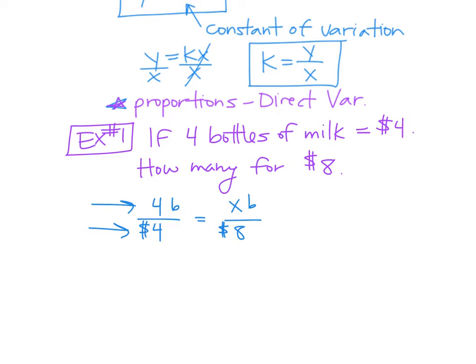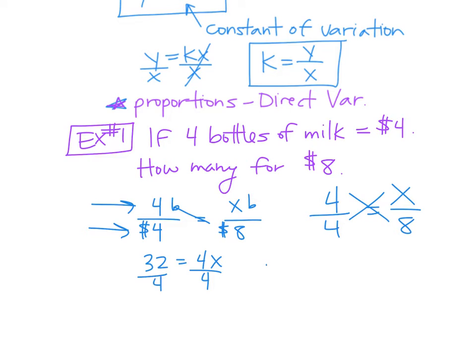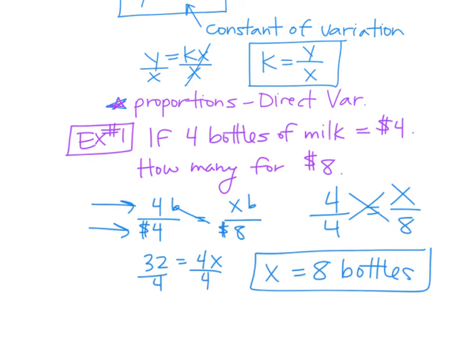Okay, so if this is the case, very simple. What is x? It's 8. But how do you solve it if you don't see it very simply? You cross multiply. So we would say 32 equals 4x, right? So just say 4 over 4 equals x over 8. Cross multiply, divide by 4. So we would get, how many can we buy? We can buy 8 bottles for $8. Okay, that's how direct variation is going to work.